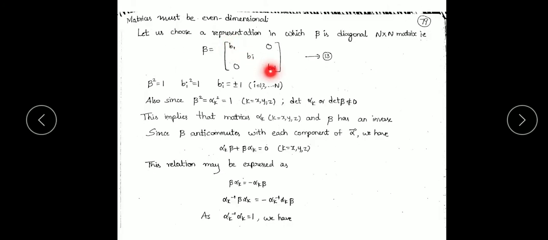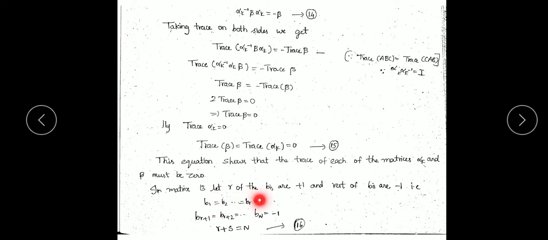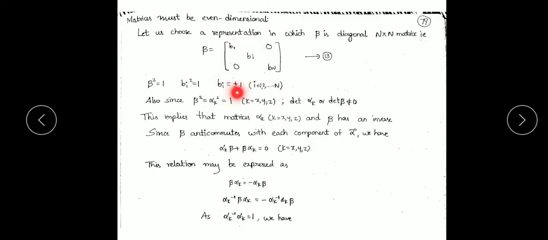we are having totally n bi's. So out of these n bi's, they are saying R of the bi's are equal to 1. That means b1, b2, b3 and so on up to b R are equal to 1. And the remaining bi's, that is b R plus 1, R plus 2, up to bn, are equal to minus 1. So out of these n bi's, R of the bi's are plus 1 and the remaining bi's, that is S of the bi's, are minus 1. And as we already know, plus 1 or minus 1 are the eigenvalues. So we could include only the eigenvalues here. So that is bi is equal to plus 1 or minus 1.